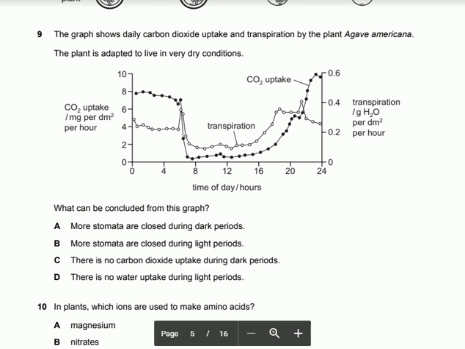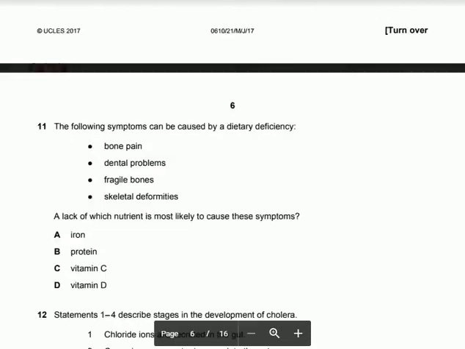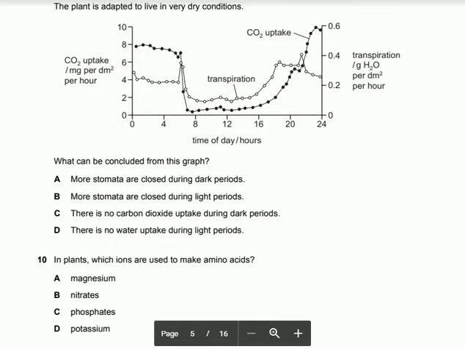And the last question, question number 10. In plants, which ions are used to make amino acids? Magnesium, nitrates, phosphates, potassium. Well, making amino acids, you need proteins. Proteins are made by nitrates, and so it's B.